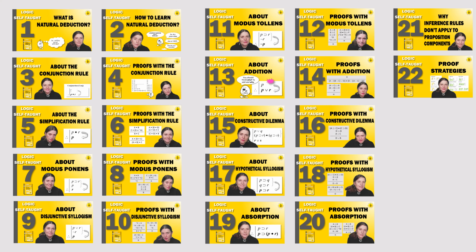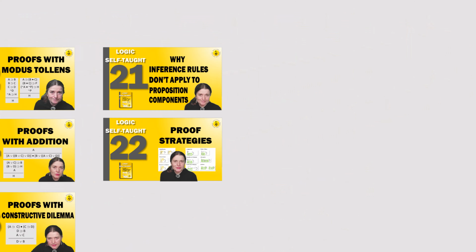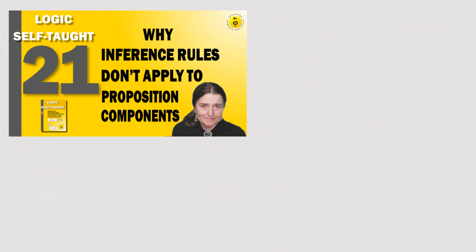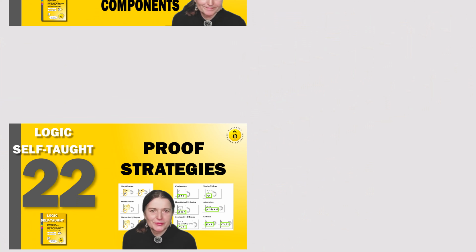Note that the order of the videos is not accidental. In particular, you must be prepared that a later video presupposes that you've mastered the rules covered in earlier videos. In the penultimate video, I explain a very common error: why we cannot apply inference rules to components of propositions.